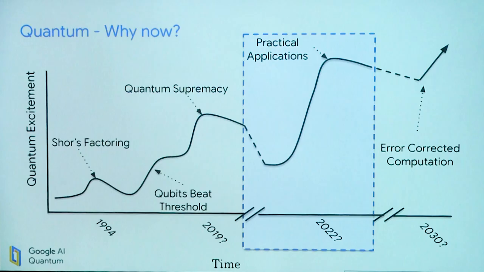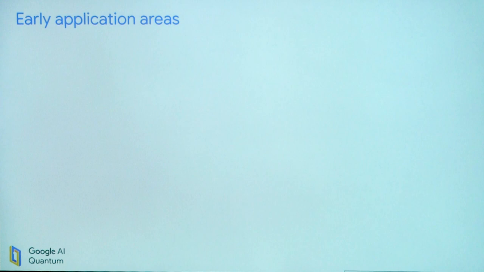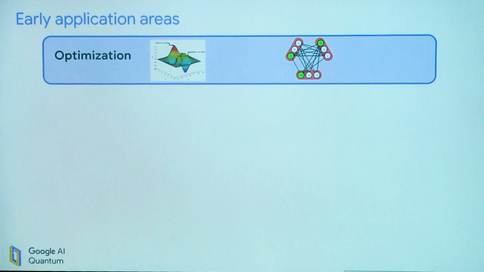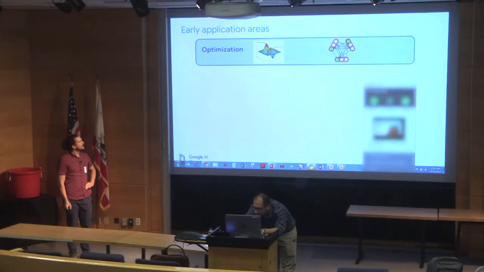So what are the early application areas that people are actually talking about? They're usually not related to, say, breaking codes. They're often talking about optimization problems, so combinatorial optimization, like logistics scheduling, where should I send this fleet, which problems that I'm looking at. And so with this type of problem, we're looking towards what speedups we can achieve, right?